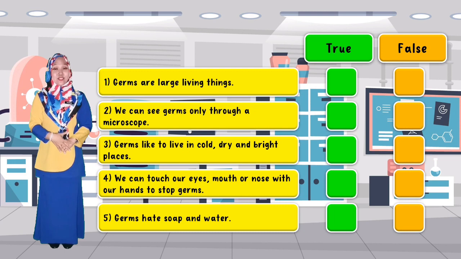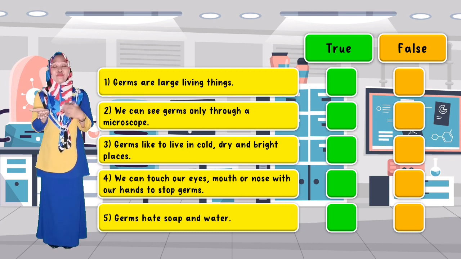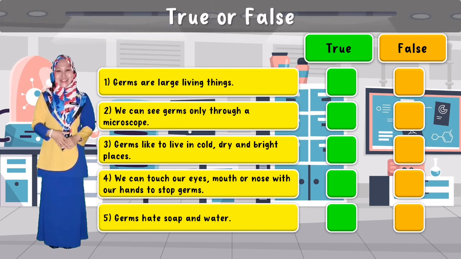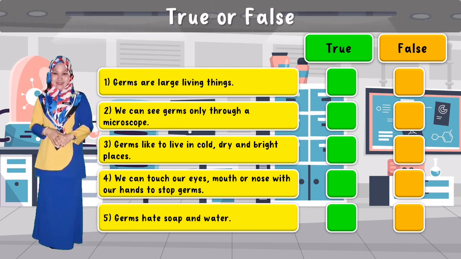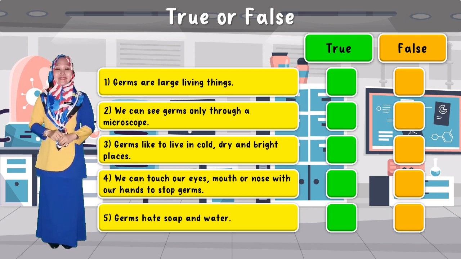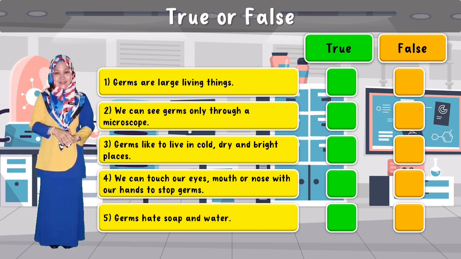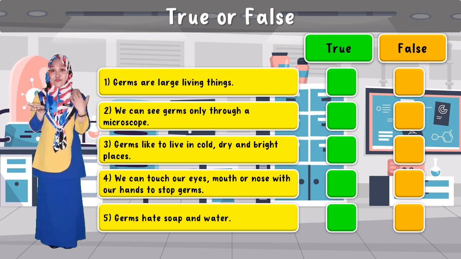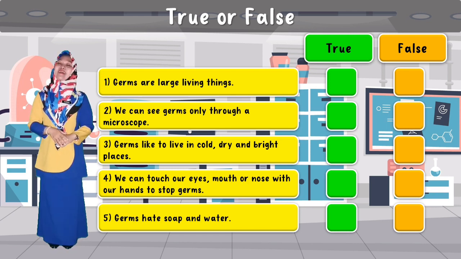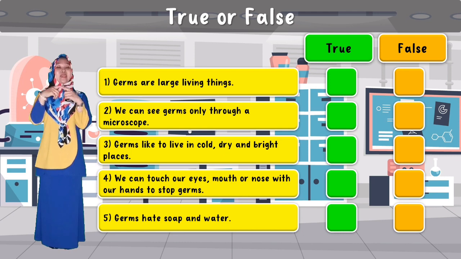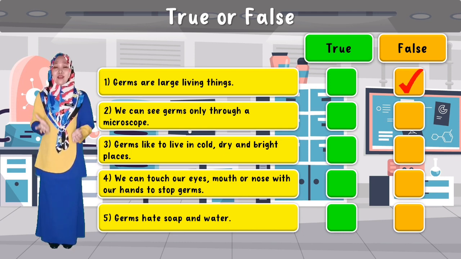Before we end our lesson today, I would like you to try to answer 5 true-false quiz. Let us try to do it together. Sentence number 1. Germs are large living things. What's the answer? True or false? The answer is false. It is because germs are tiny living things, not large living things.